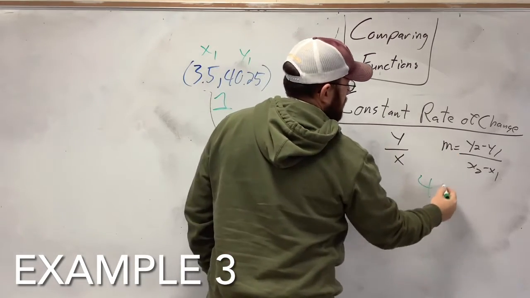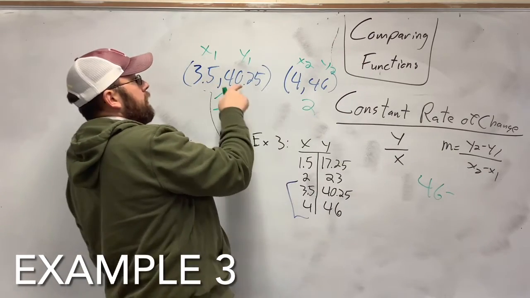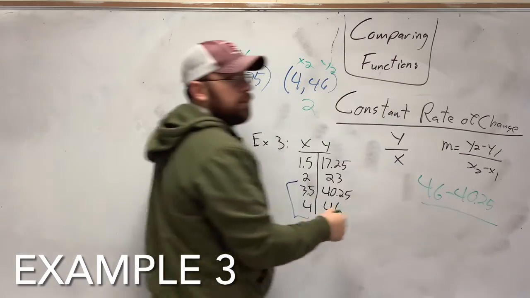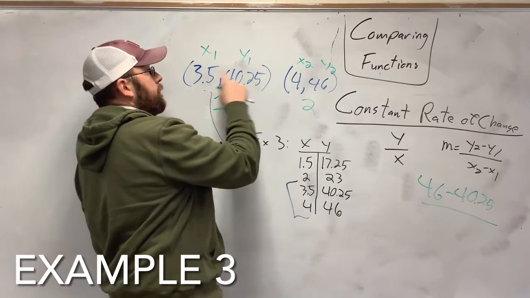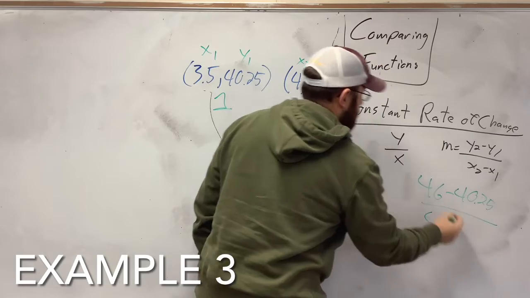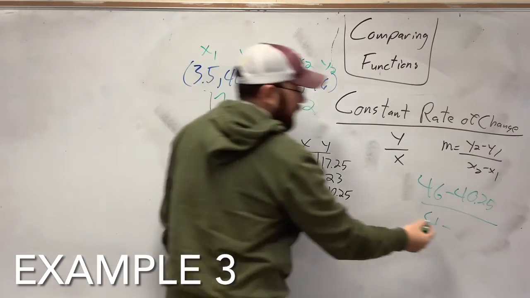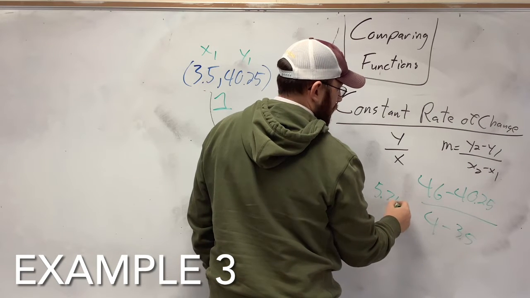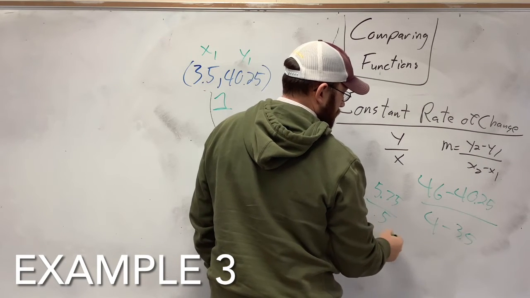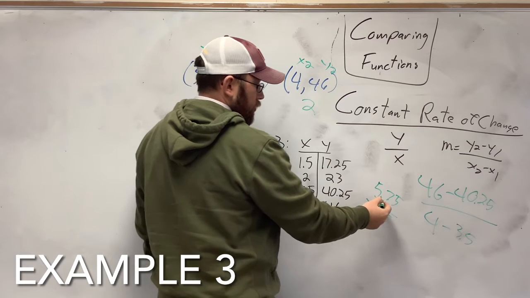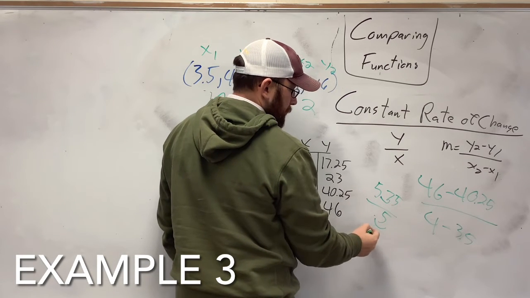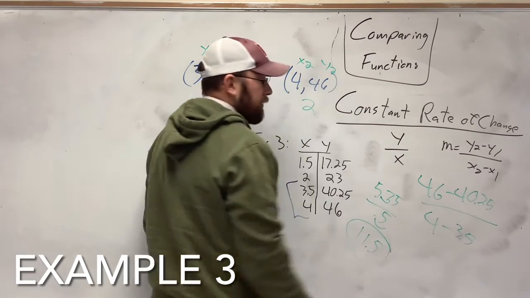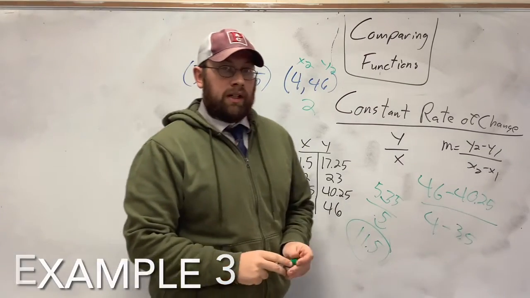So 46 minus 40.25 over my 4 minus my x1, which is 3.5. So that gives me 5.75 over 0.5, which when I divide it, gives me 11.5. 11.5 is your rate of change here.